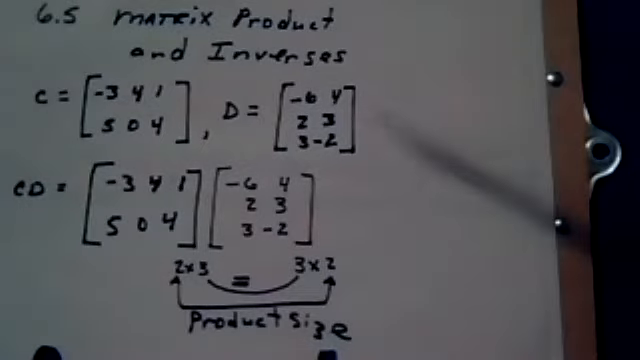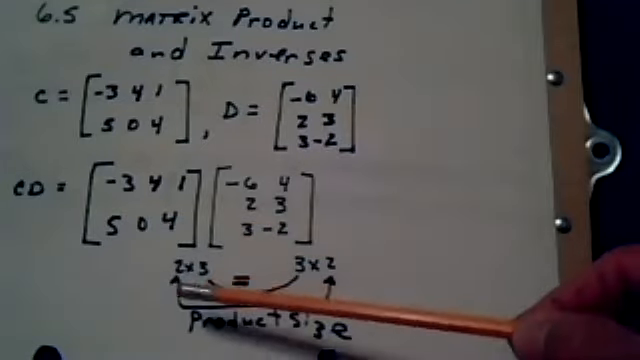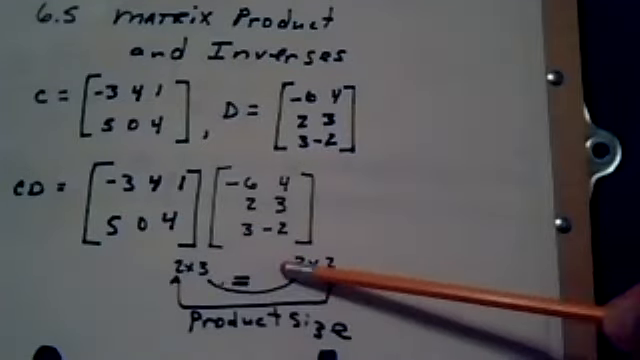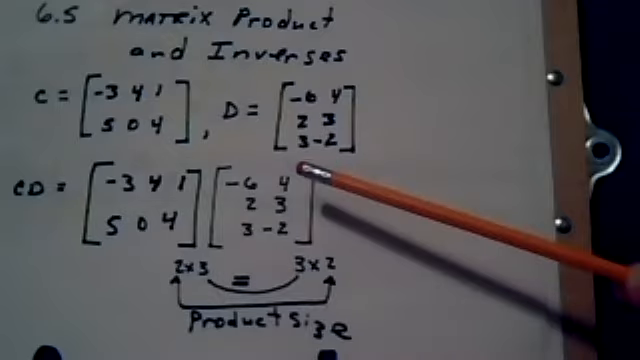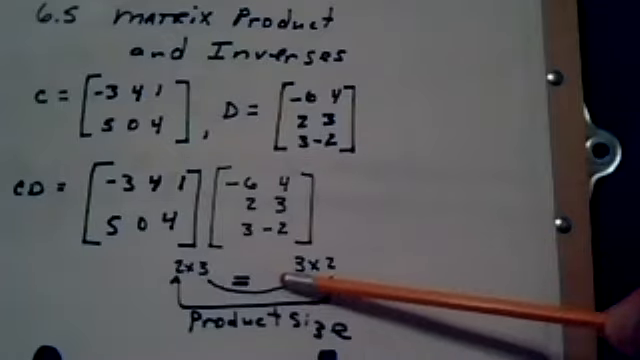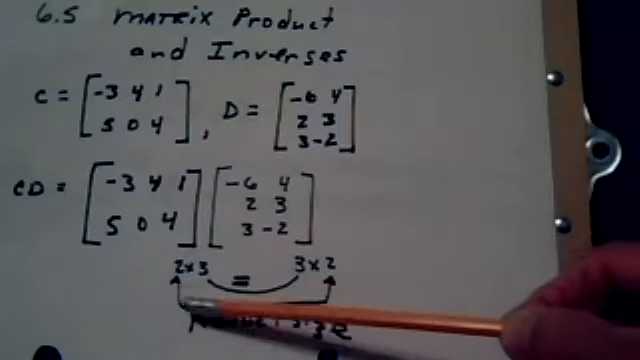Matrix product and inverses are a little bit more involved. In order to multiply two matrices, you write the dimension first, and then if these middle numbers are equal, it can be done. If these middle numbers are not equal, it cannot be done. And if it can be done, then the outside numbers give you more information. They tell you your answer is going to be a 2 by 2.